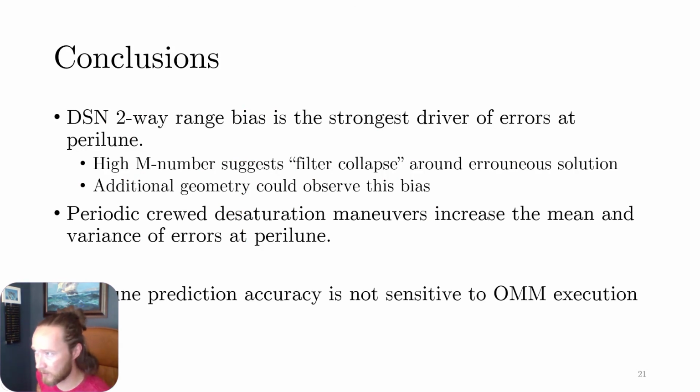The range bias is our strongest driver. We call that filter collapse because that bias is unobservable. The crewed desaturations increase the mean and variance of errors at Perilune. And then the orbit maintenance maneuver execution errors, because of that pass two, assuming we do have that pass two, the predictions or accuracy at Perilune is not very sensitive to that.